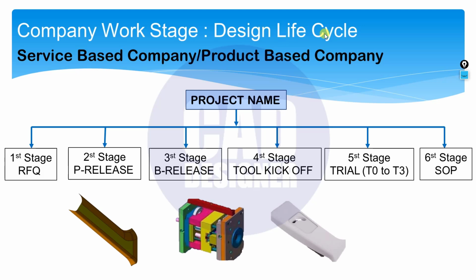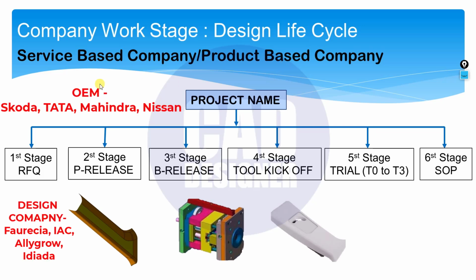Now the next is the design life cycle, and it is very important for design engineers. When you go for the interview, definitely 100%, the second question they will ask you is how did you work on your part, or explain your company working culture. The answer to this question is this slide. See, there are two types of company: service based company and product based company. And we know that OEM is the original equipment manufacturer. Mahindra, Skoda, BMW give the work to the service based company or product based company.